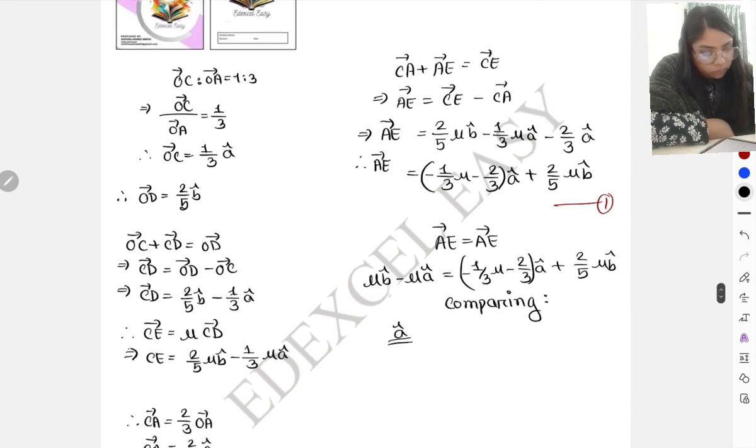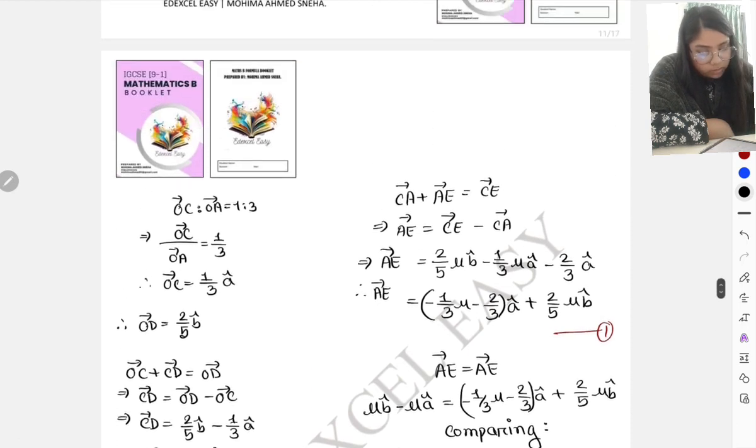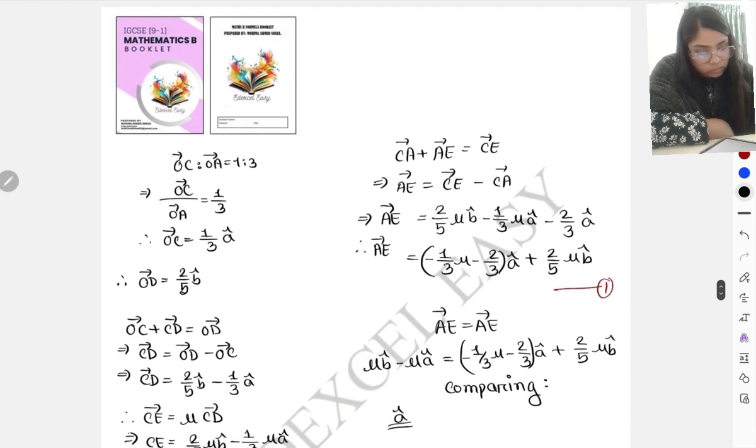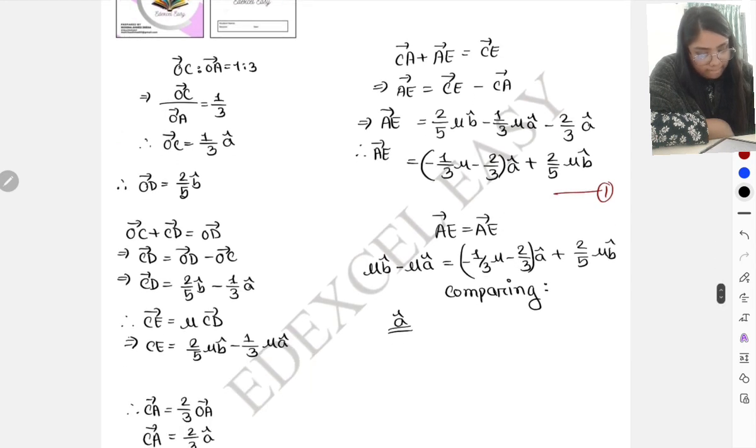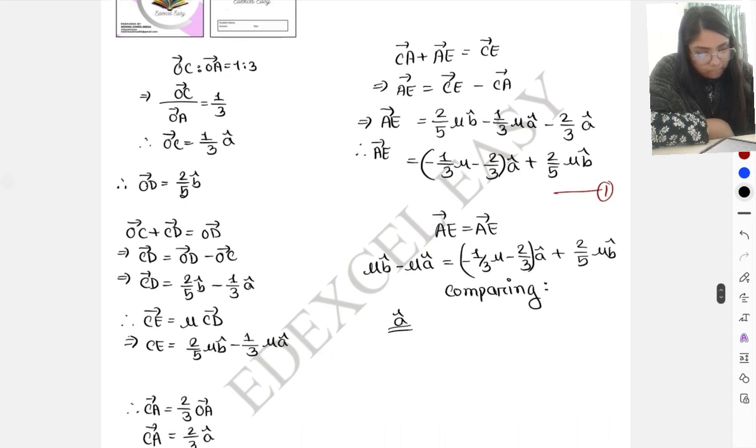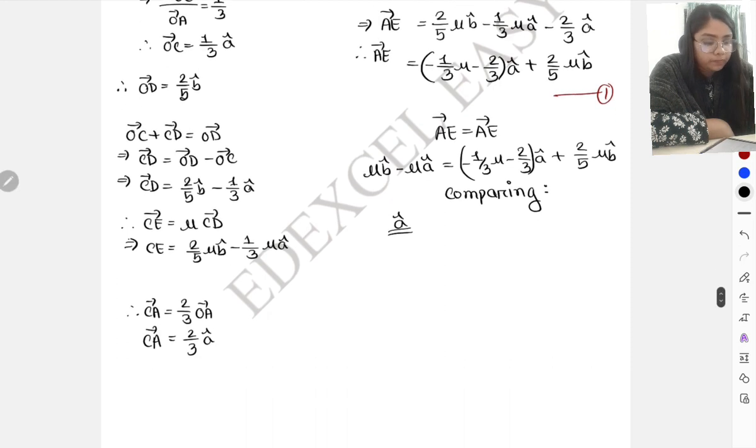Let me just check for one last minute. Mu B minus mu A, minus 1 by 3, minus 2 by 3, plus 2 by 5. If I highlight the coefficients of A, these are the coefficients of A, and the highlighted parts are the coefficients of B. So now we have for A, minus 1 by 3 mu minus 2 by 3 mu.